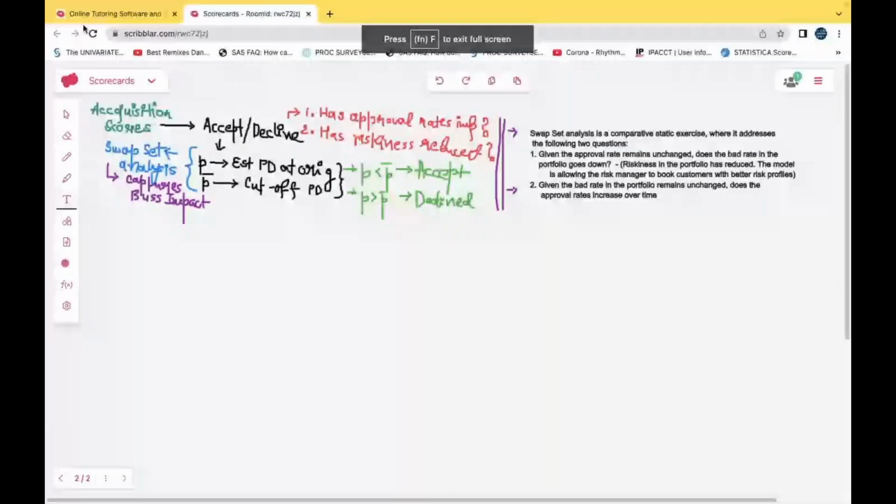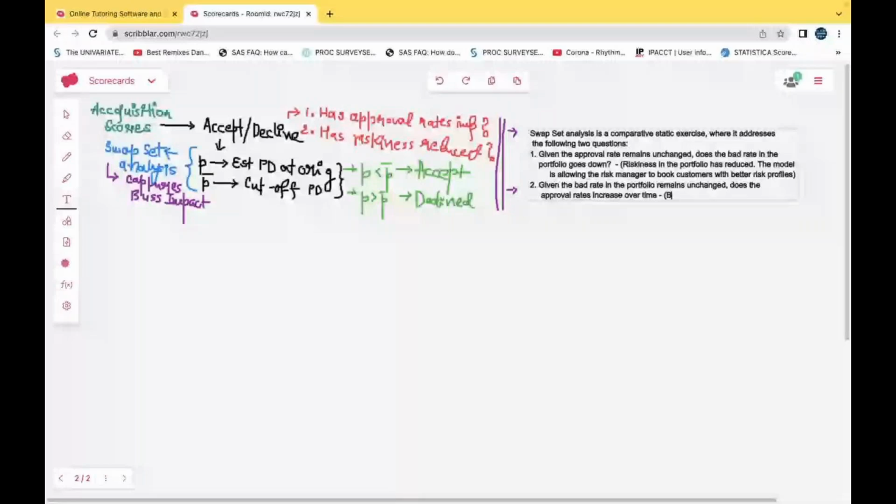Okay, so coming to the swap set analysis, the second part. The second question says that given the bad rate in the portfolio remains unchanged, so basically you are accepting a level of risk. If you are accepting a certain level of risk, has the acquisition or the booking rate in your model gone up, right?